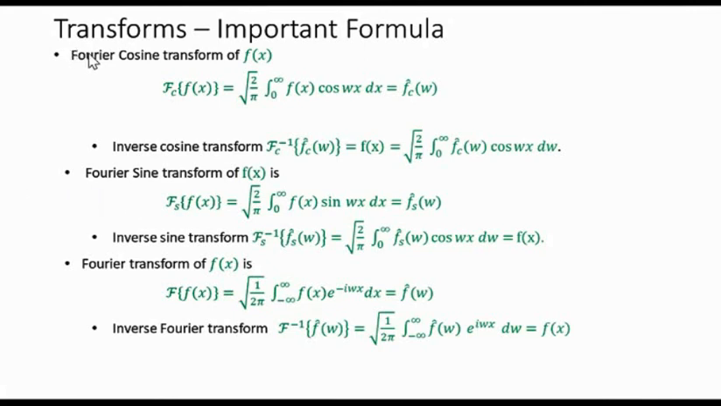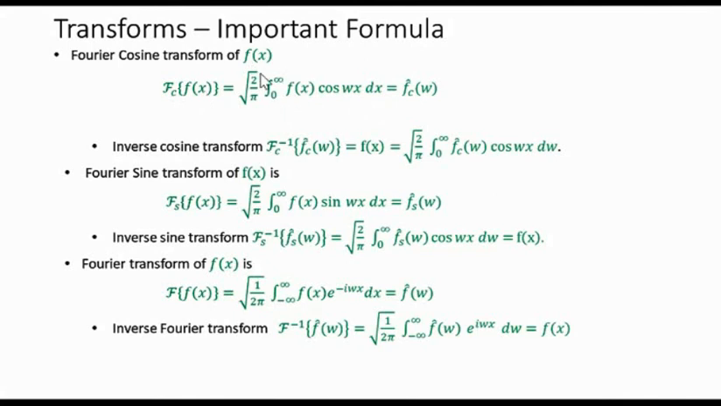Okay, now let us see some problems on Fourier transforms. So these are the important formulas for doing the problems on Fourier transforms. The first formula is that of the cosine transform of f of x, which is denoted as Fc of f of x, or Fc cap of omega, because Fc of f of x will be a function of omega. So these are two different ways of representing the same thing.